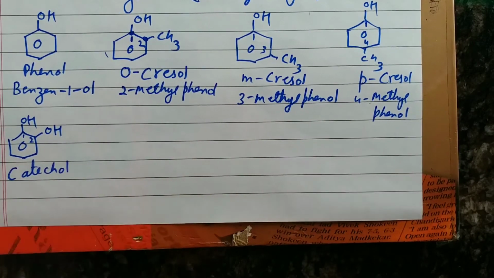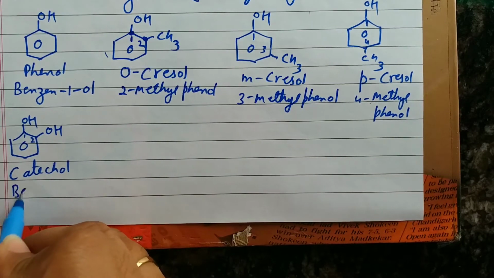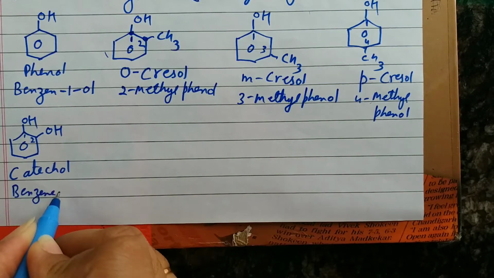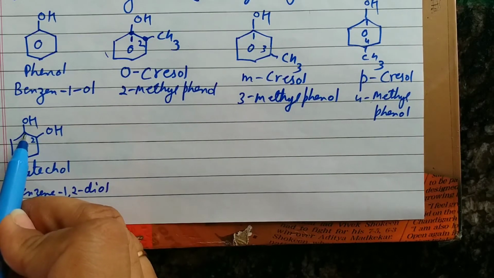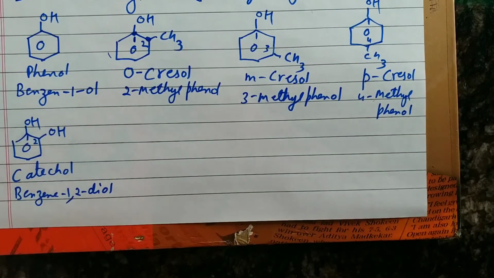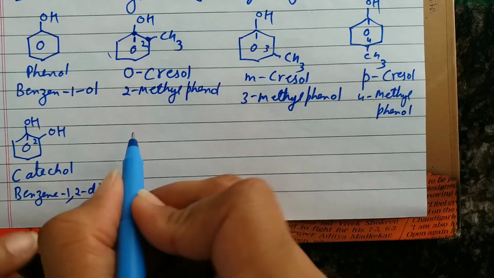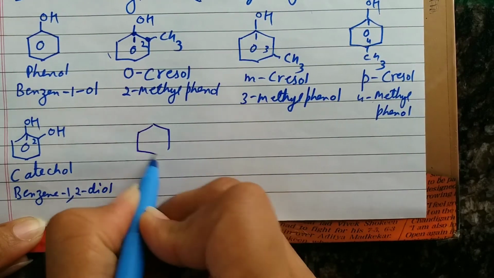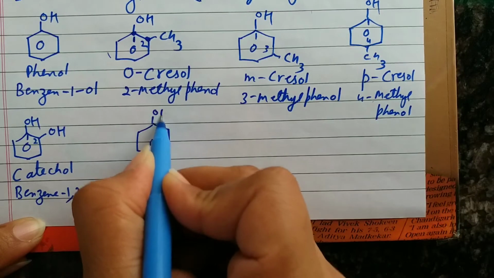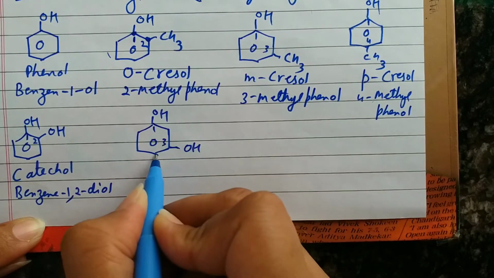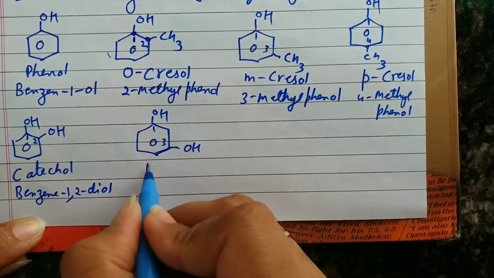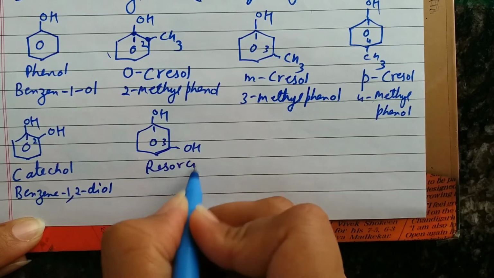The common name of this compound is catechol, and if you want to write the IUPAC name, then yes, it is benzene 1,2 diol, because in the first and the second position you have two OH groups, so benzene 1,2 diol. Likewise, if on the benzene ring you have two OH functional groups, and the positioning here is 1,3, then this compound in the common system is called resorcinol.